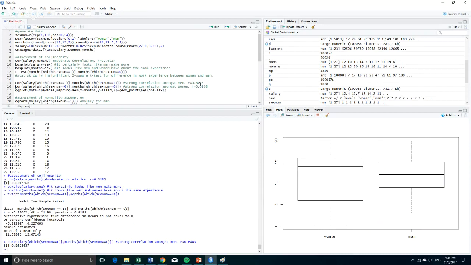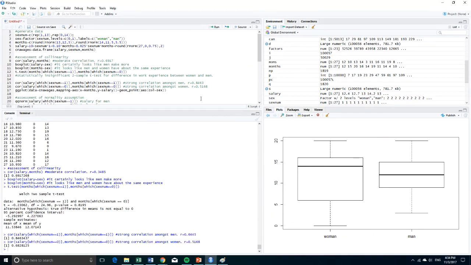And for men, it's quite strongly related. It's even more strongly related than overall. The correlation coefficient is 0.846. The correlation coefficient overall for the relationship between experience and salary was 0.69. And let's do the same thing for women. For women, it's a little bit lower than that of men, but it's still quite strongly correlated at 0.6828.